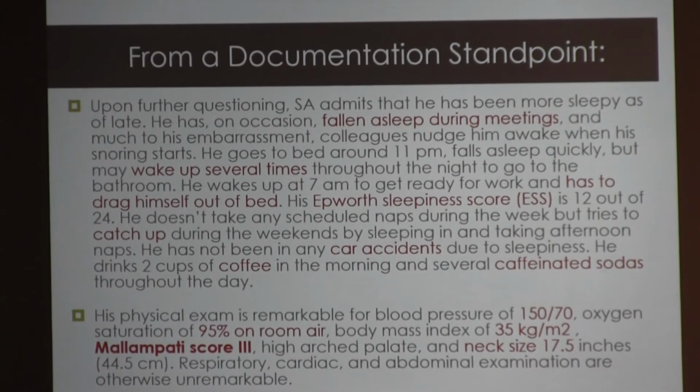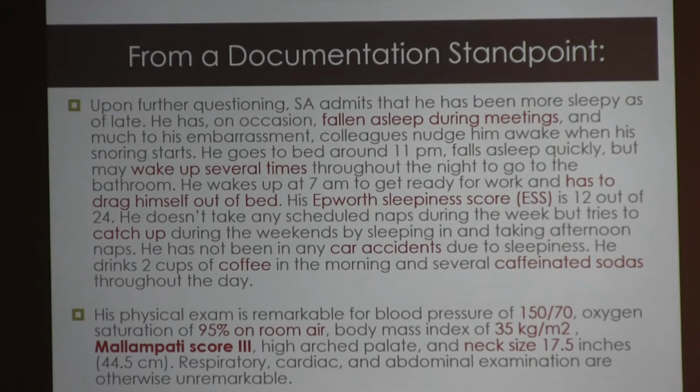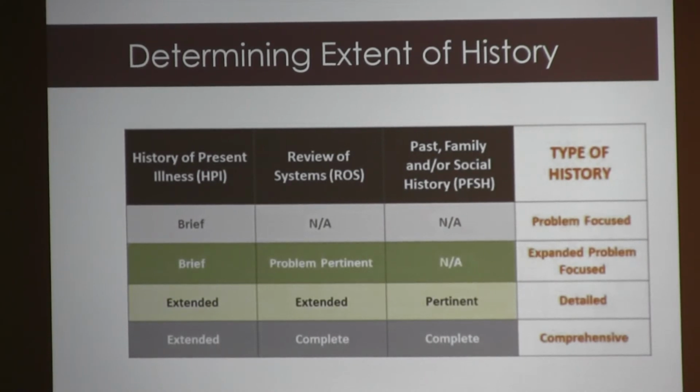So some of the salient points here: falling asleep during the meeting, so it's affecting not only his home life, it's affecting his work life. There are 2 different environments. Wakes up several times at night, has to drag himself out of bed. Justification with the Epworth sleepiness score. And risk factors: hasn't been in any car accidents. Social factors: the amount of caffeine that he's drinking. And in the physical exam, there's some good information that's written here: the blood pressure, the O2 sat, the BMI, the Mallampati score, and the neck size. So, in terms of the extent of the history, what do we think is the level?